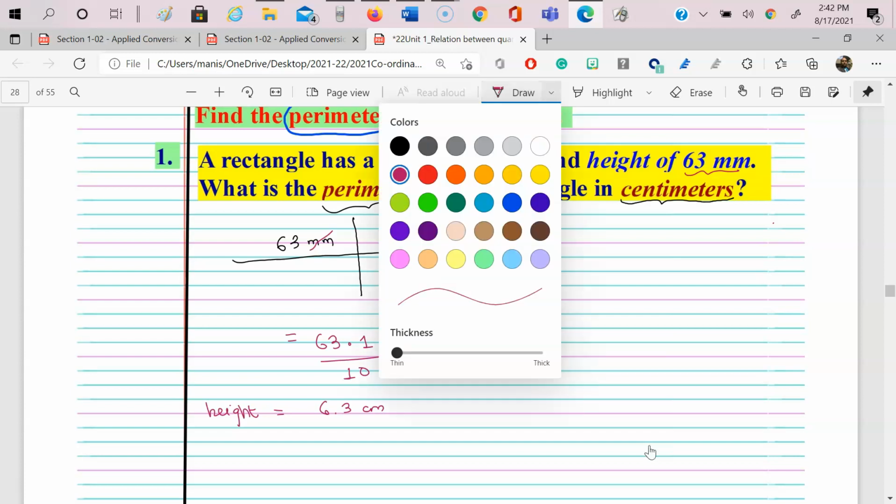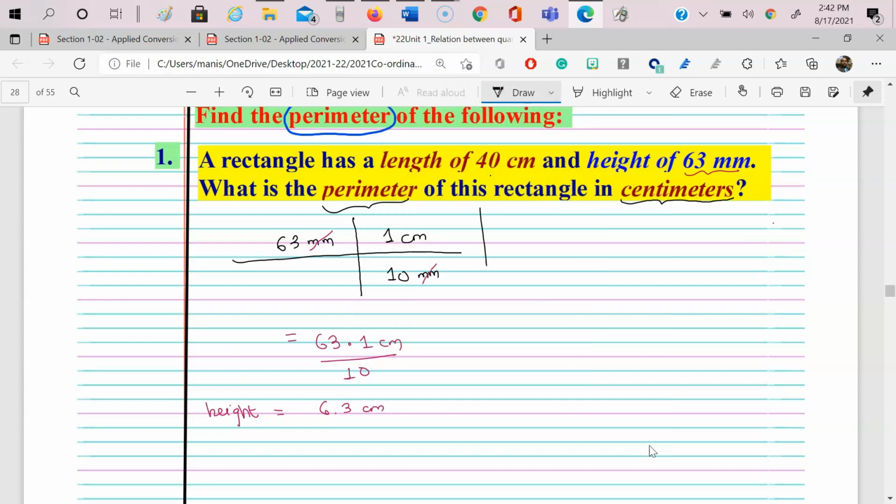Now we are not done. We will keep going because the question is asking us to find the perimeter of the rectangle. Let me first draw a rectangle over here. The question is saying the height is 63 millimeters, but now our new height is 6.3 centimeters. In a rectangle, you all know opposite sides are equal and parallel, so this will be 6.3 centimeters. And the length is 40 centimeters, so this is your 40 and this one will also be 40.